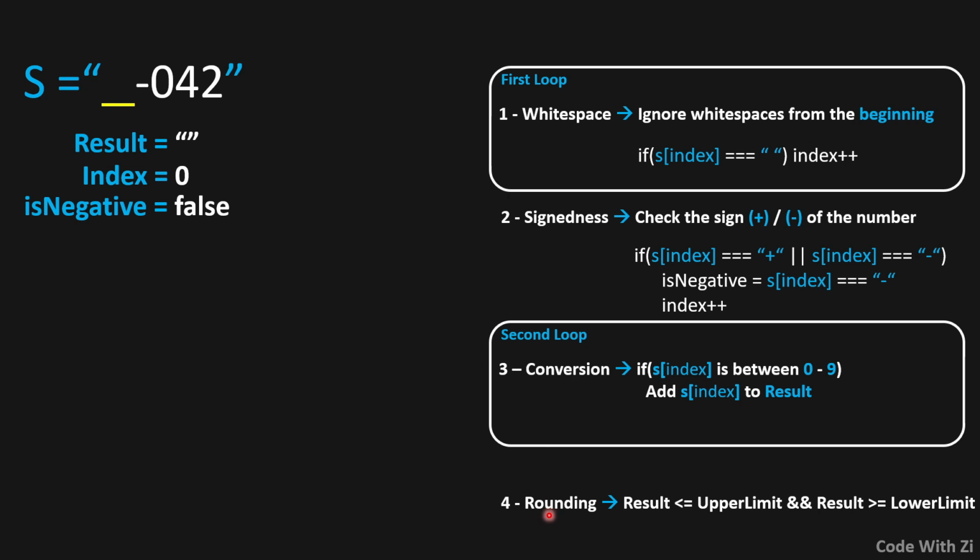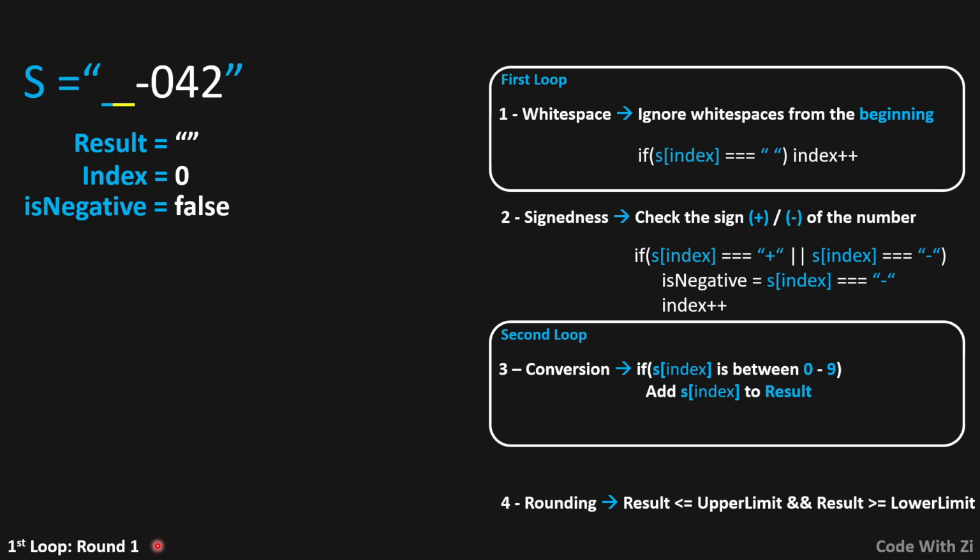And then our final step is going to be rounding the numbers. We have to make sure our result number is less than or equal to the upper limit that was defined by the question, and bigger than or equal to the lower limit that was defined in our question. And that's all of our algorithm. Now let's visualize it together.